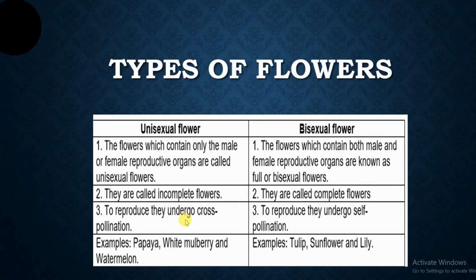Unisexual flowers undergo cross-pollination to reproduce, whereas bisexual flowers do not require cross-pollination, they undergo self-pollination because both male and female parts are in the same flower. Examples of unisexual flowers are papaya, white mulberry and watermelon. Examples of bisexual flowers are tulip, sunflower and lily.